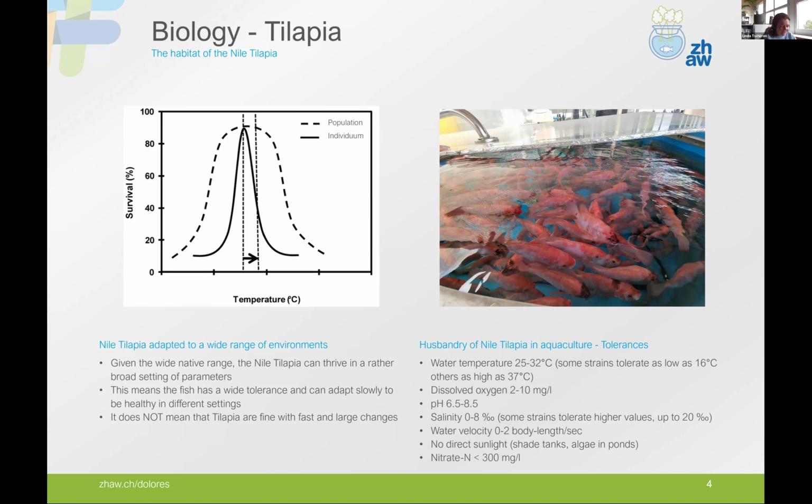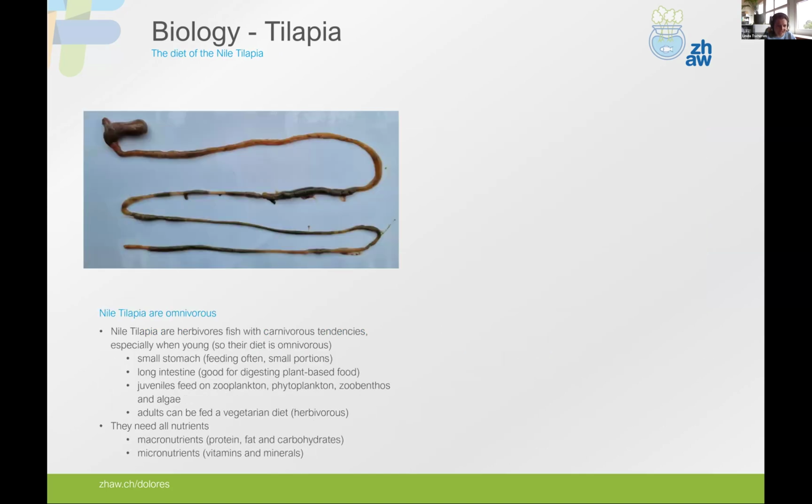If you have the tilapia in your system, you need to know a bit where he comes from to give him the water parameters that he likes, but you also need to know what he's eating in nature so that you can feed him properly. And Nile tilapias are herbivores that can have carnivorous tendency, especially when they are young.